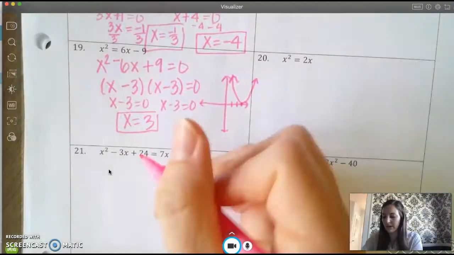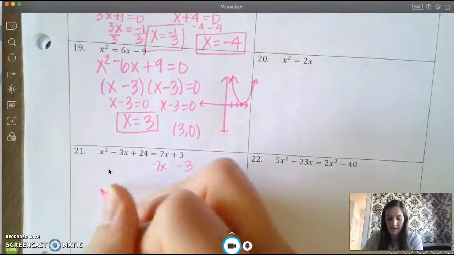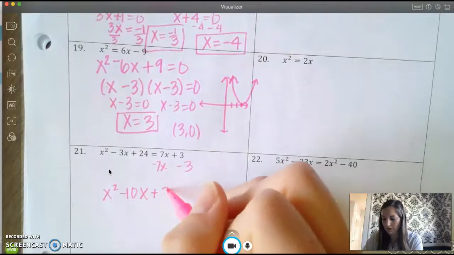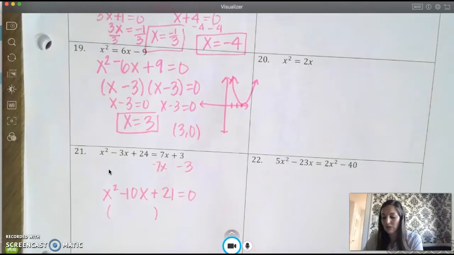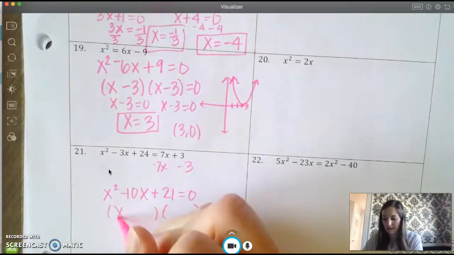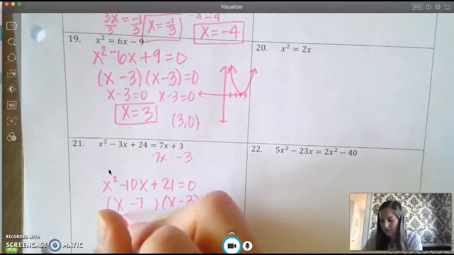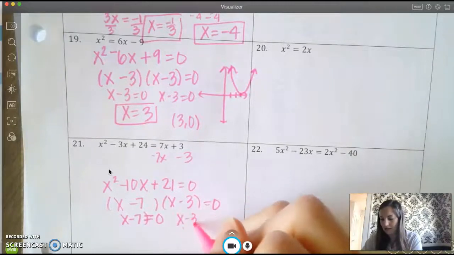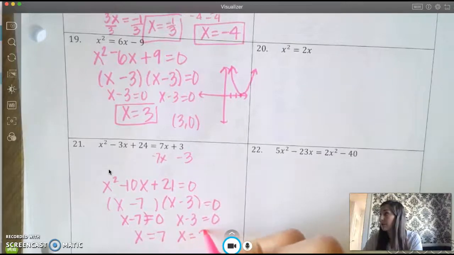Okay, last one here. Let's rearrange everything. So I'm going to subtract the 7x over and subtract the 3. So I have x squared minus 10x plus 21 equals 0. Two numbers that add to negative 10 and multiply to 21 would give me x minus 7 and x minus 3. I set each of these equal to 0, so x minus 7 equals 0 and x minus 3 equals 0. So x equals 7 and x equals 3.